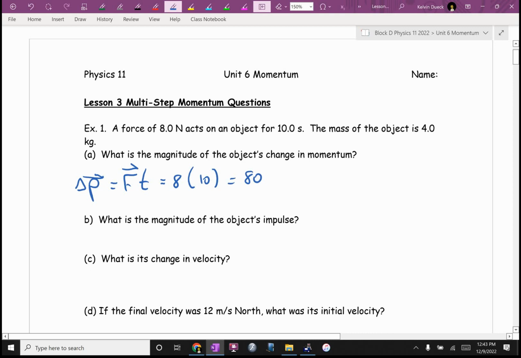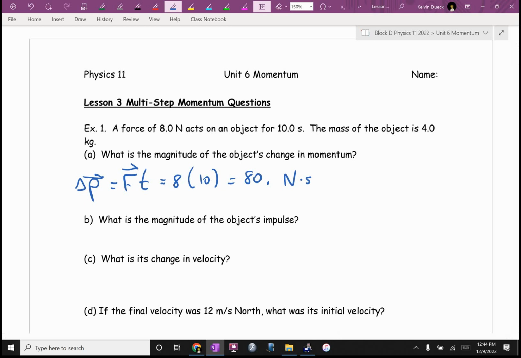It is an impulse. It is a change in momentum. You could say kilogram meters per second, and I'd be fine with that. But how did we calculate it? What did we multiply together? Force. What are the units for force? What are the units for time? Here, I would probably choose to write newton seconds. If you wrote kilogram meters per second, I'll give you full credit.